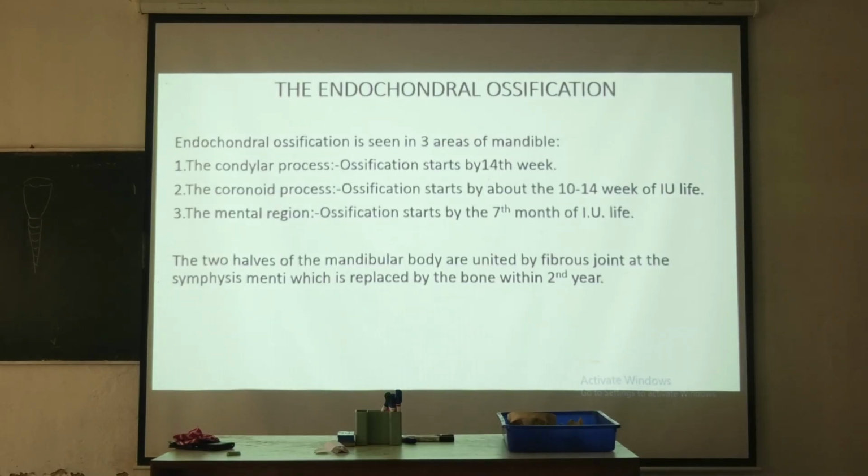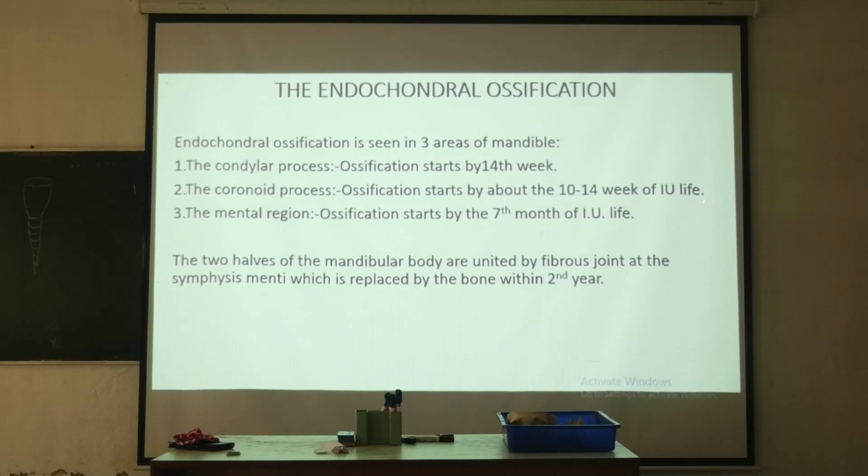So endochondral ossification occurs in three areas of the mandible. In the condylar process, ossification starts by the 14th week. In the coronoid process, ossification starts by about the 10 to 14th week of intrauterine life, and in the mental region, ossification starts by the 7th month of intrauterine life. And the two halves of the mandibular body are united by a fibrous joint at the symphysis menti, which is replaced by bone within 2 years after birth. Okay. Next.